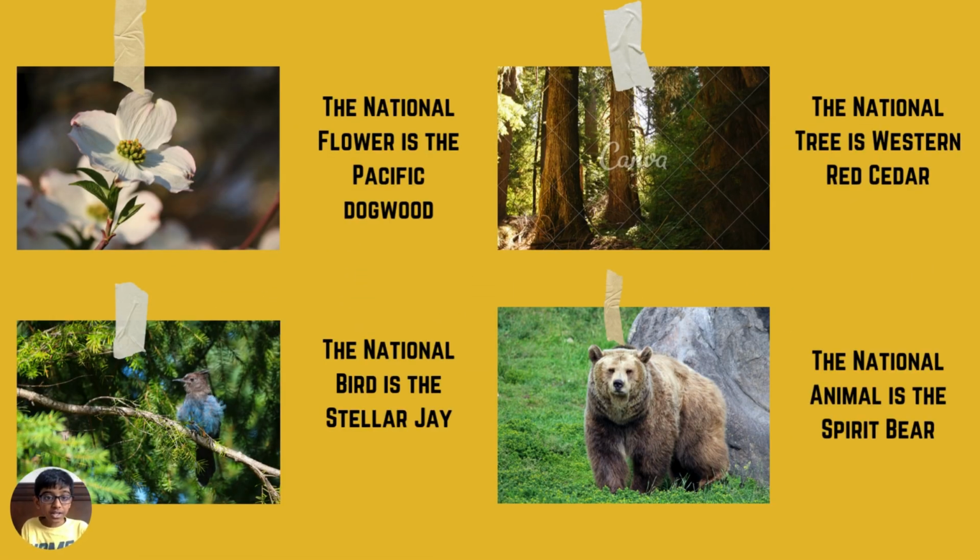Fun facts: the provincial flower is the Pacific dogwood. The provincial bird is the Steller's jay. The provincial tree is the western red cedar. And the provincial animal is the spirit bear.